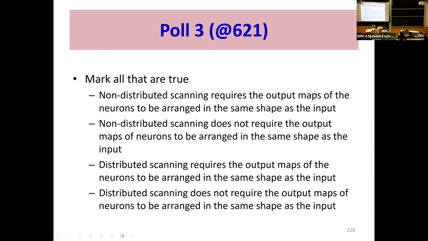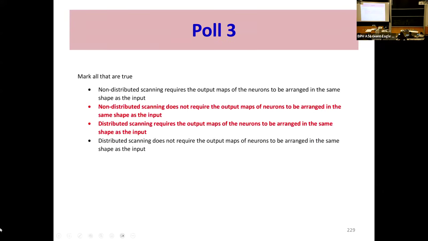Right, okay. So only the second and third statements are true. Non-distributed scanning does not require the output maps to be arranged in the same shape as the input, because you're not looking at windows. Even if I permuted things, it wouldn't really matter. But when I scan in a distributed manner, the arrangement is really important because the output must map the input. Otherwise, the notion of a window no longer makes sense.